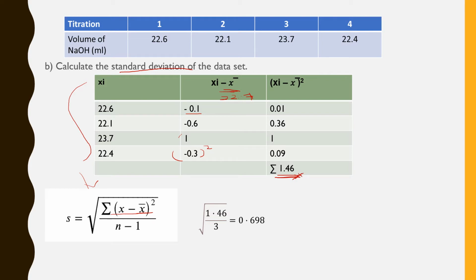From the table, just put it into the formula. So the standard deviation S will be the square root of 1.46 from the table over n minus 1, where n means the number of data. From the table, we know that we have 4 data, and 4 minus 1 is 3. So over 3. The answer for the standard deviation for this set is 0.698. This is the final answer.